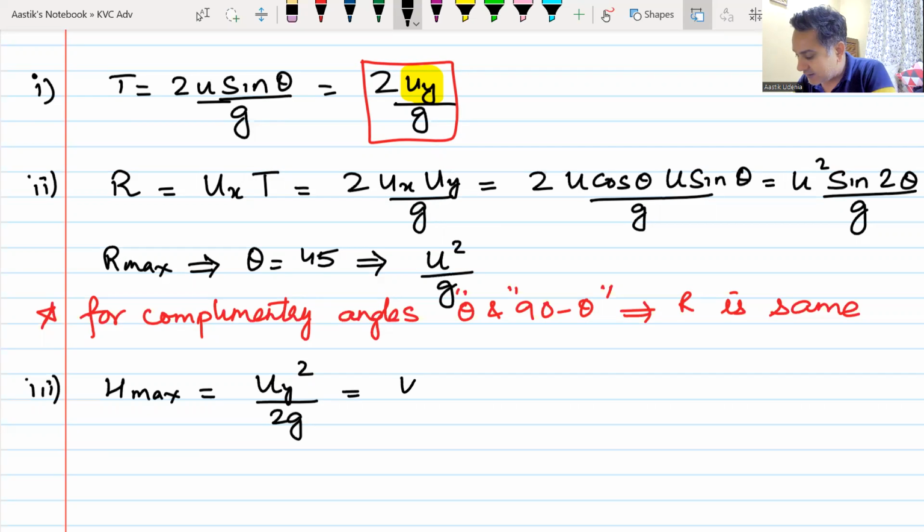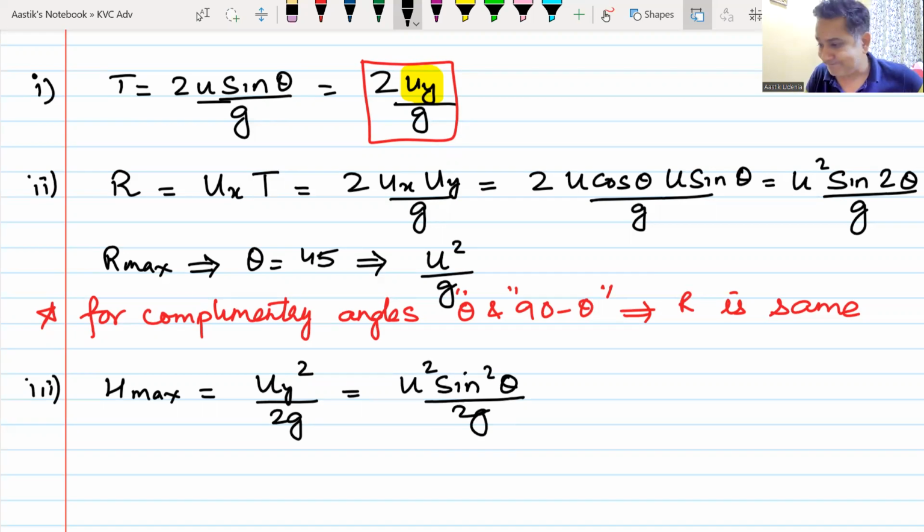Okay, you can also write it like this: u square sine square theta by 2g. Everyone understands this? Yes or no? Yes, well done, Shruti.